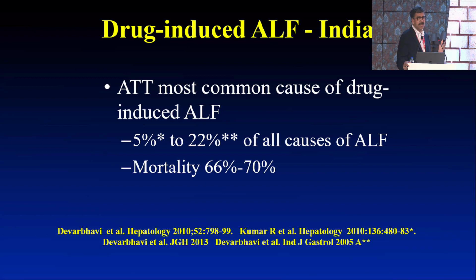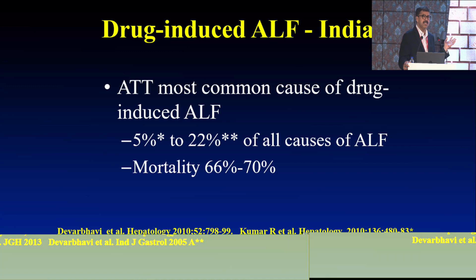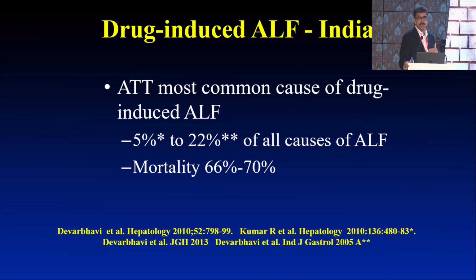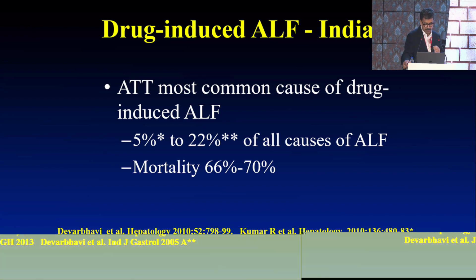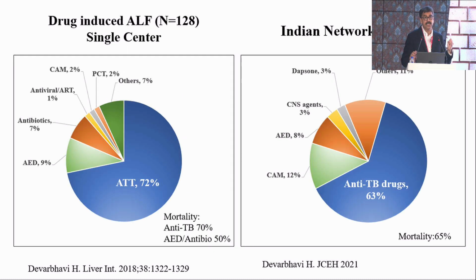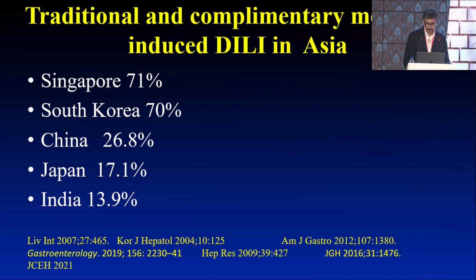Mortality, again: in most drug-induced liver injury you don't see this high mortality, but for some unknown reasons, mortality due to anti-TB drugs approaches three-quarters, and there are a few reasons why it occurs. Now, these two studies we had published on drug-induced acute liver failure, both single center as well as the Indian network. Again, you'll find anti-TB drugs overwhelmingly, 50% due to any delay, but if you look at drug-induced acute liver failure, it varies anywhere from 63%, two-thirds, to about three-quarters. And again, mortality, unfortunately, is about 66 to 70%.